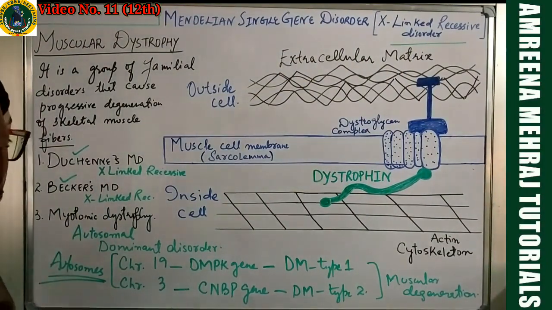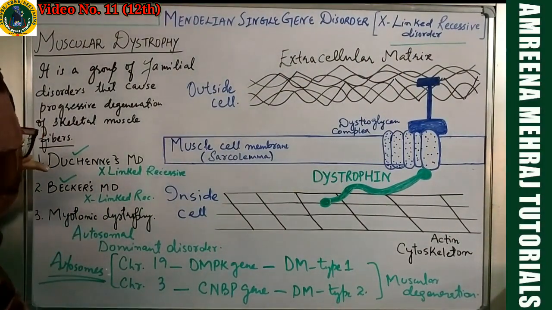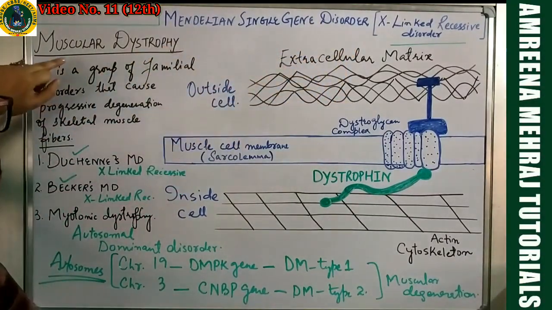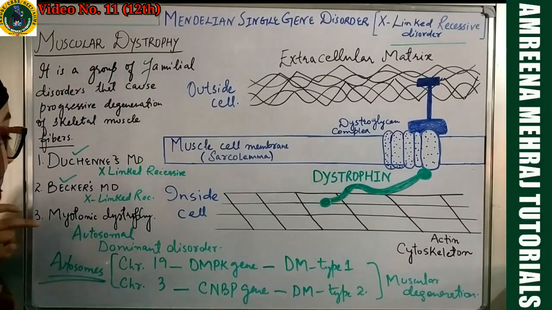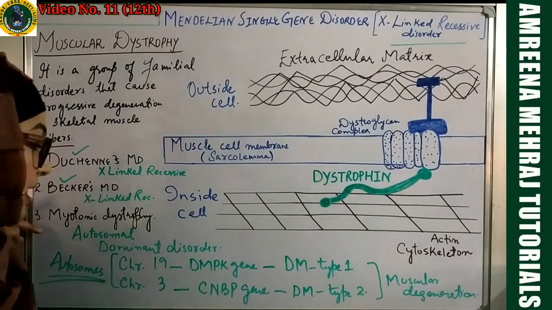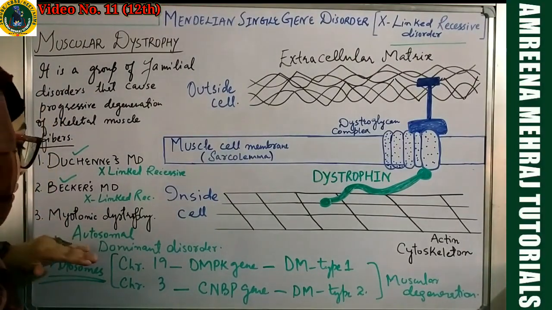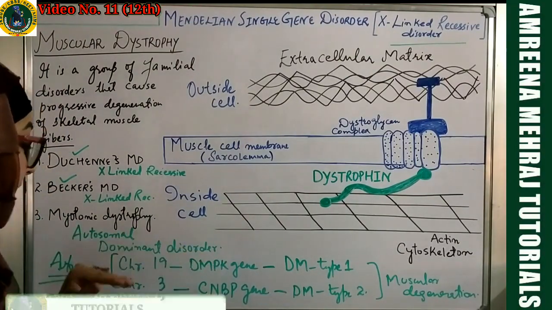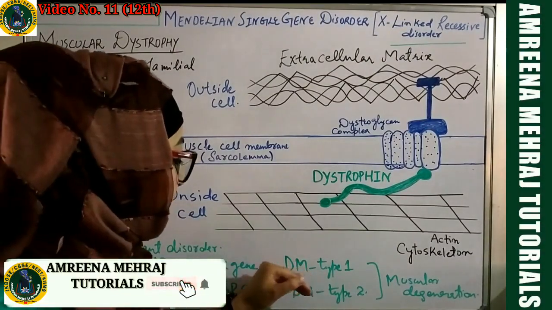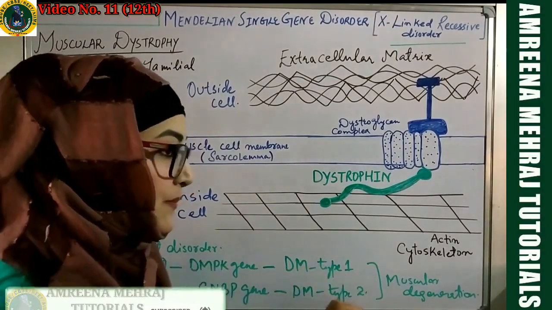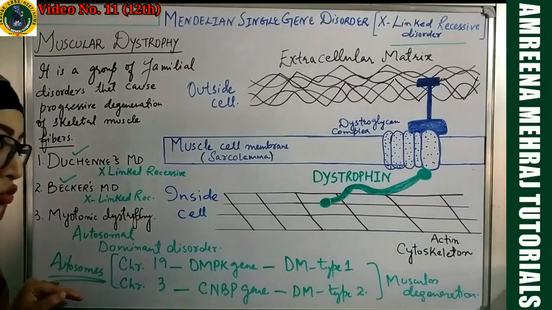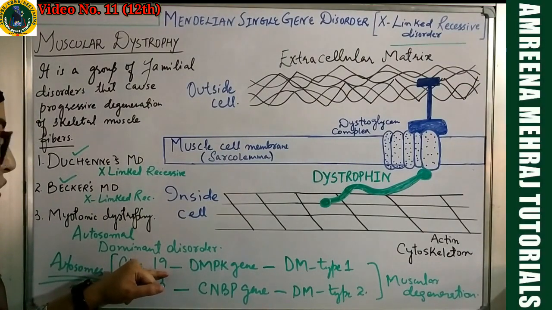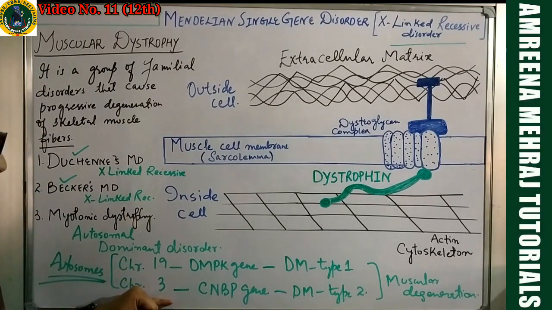Currently, you need to remember one important thing. Duchenne and Becker, they are the X-linked recessive disorders. They belong to the muscular dystrophies, whereas myotonic dystrophy is not an X-linked disorder. It's an autosomal disorder, inherited in a dominant fashion, autosomal dominant. Itself, it's of two types, myotonic dystrophy type 1 and myotonic dystrophy type 2. In both cases, there's a mutation on an autosome. In one case, we have mutation on chromosome number 19. In another case, we have mutation on chromosome number 3.